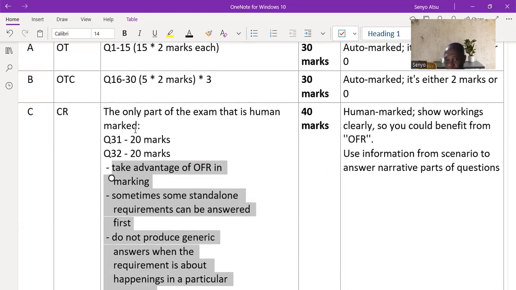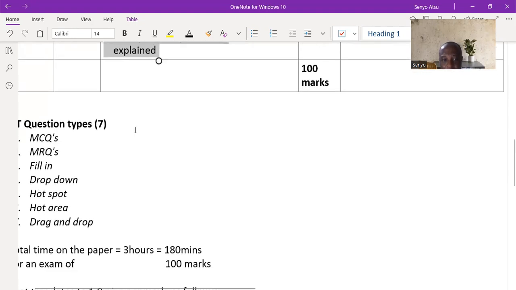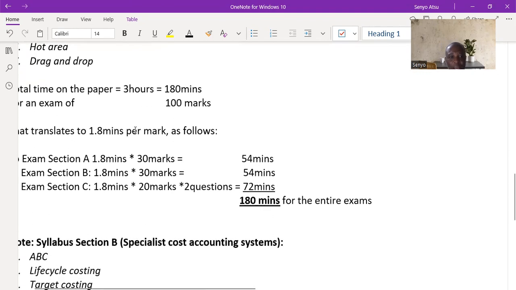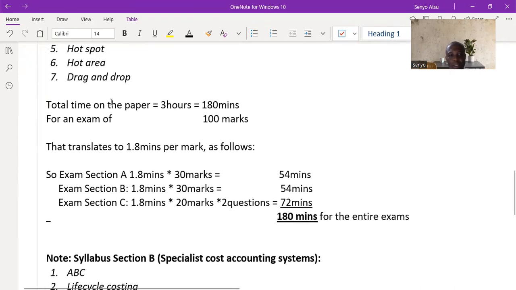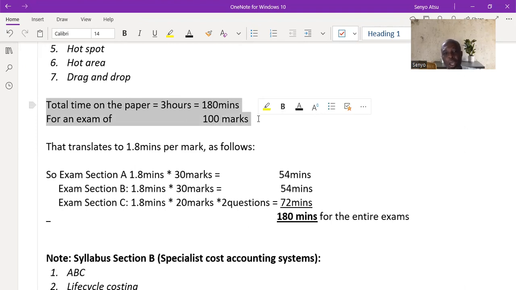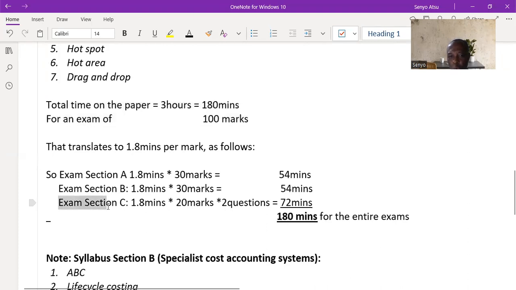When I go to time allotment, I'm going to show you that here. Let me do that at once. Total time on the paper: 3 hours and 15 minutes. Forget about the 15 minutes. Make it 3 hours. That is 180 minutes for an exam that is 100 marks. Simple math tells you it's 1.8 minutes per mark. So for one of the section C questions, which is 20 marks times 1.8, you must answer it in 36 minutes.